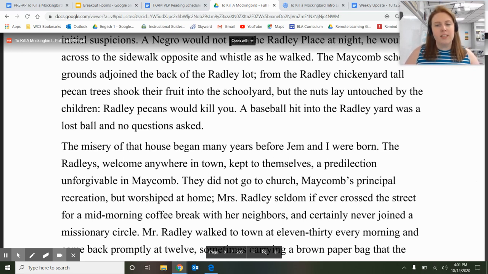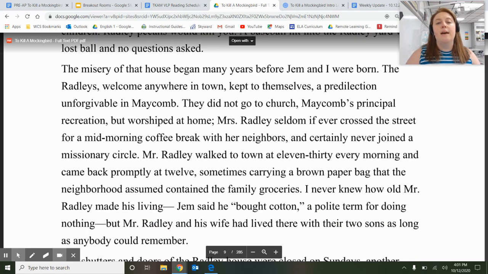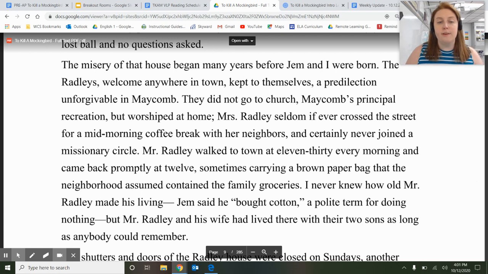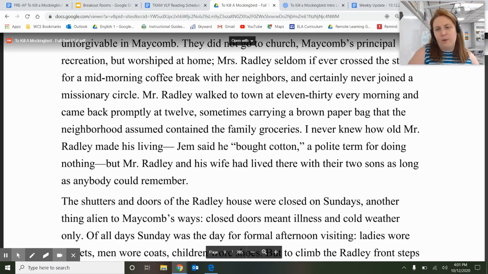The Radleys, welcome anywhere in town, kept to themselves, a predilection unforgivable in Maycomb. They didn't go to church, Maycomb's principal recreation, but worshipped at home. Mrs. Radley seldom, if ever, crossed the street for a mid-morning coffee break with her neighbors, and certainly never joined a missionary circle. Mr. Radley walked to town at 11:30 every morning and came back promptly at 12, sometimes carrying a brown paper bag that the neighborhood assumed contained the family's groceries. I never knew how Mr. Radley made his living. Jim said he bought cotton, a polite term for doing nothing. But Mr. Radley and his wife had lived there with their two sons as long as anyone could remember.